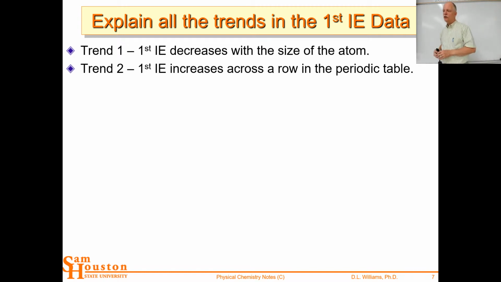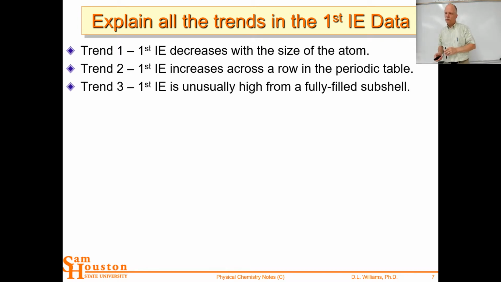Trend 2, first ionization energy increases across the row. We identified that. As we go across the row, the energies creep up. Okay. And that's kind of the same trend. The cloud's getting smaller because we're adding more and more positive charges. Trend 3, the first ionization energy is unusually high from fully filled subshells. So that's like the beryllium group. And so it's got a little bit higher ionization energy than you would predict.